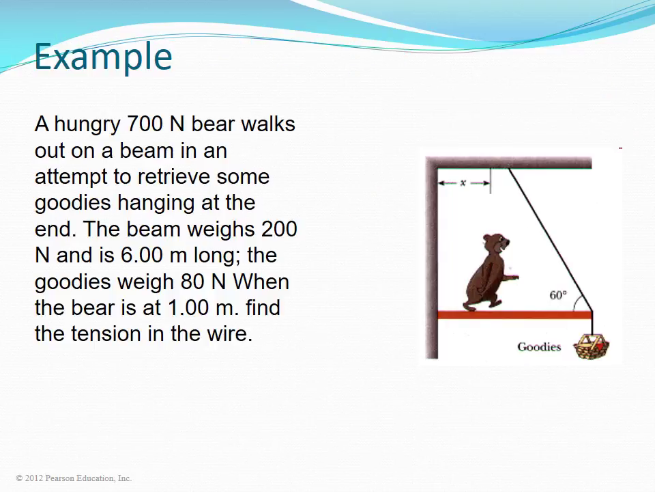A hungry 700 Newton bear walks out on a beam in an attempt to retrieve some goodies hanging at the end. The beam weighs 200 newtons and is 6 meters long. The goodies weigh 80 newtons. When the bear is 1 meter from the end, find the tension in the wire. We take the point of rotation to be the hinge.